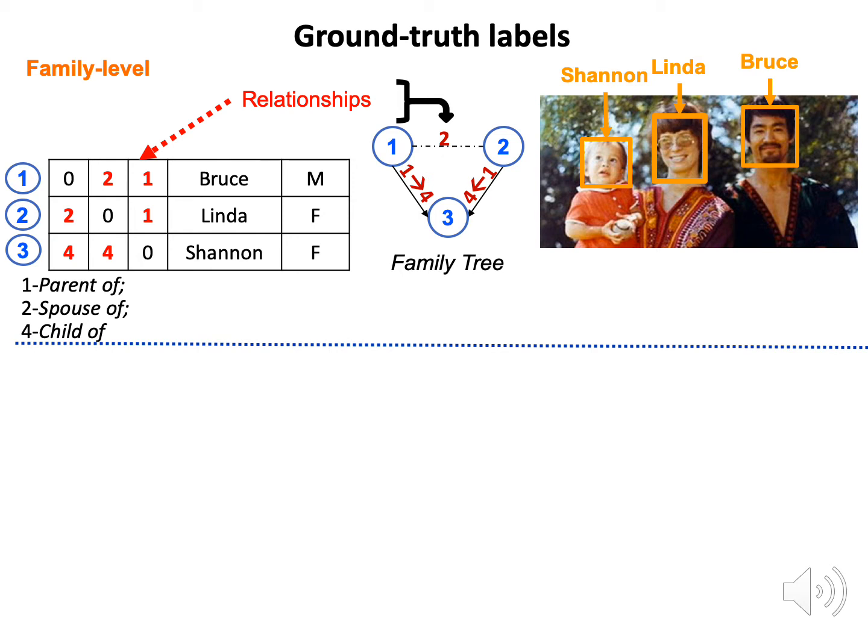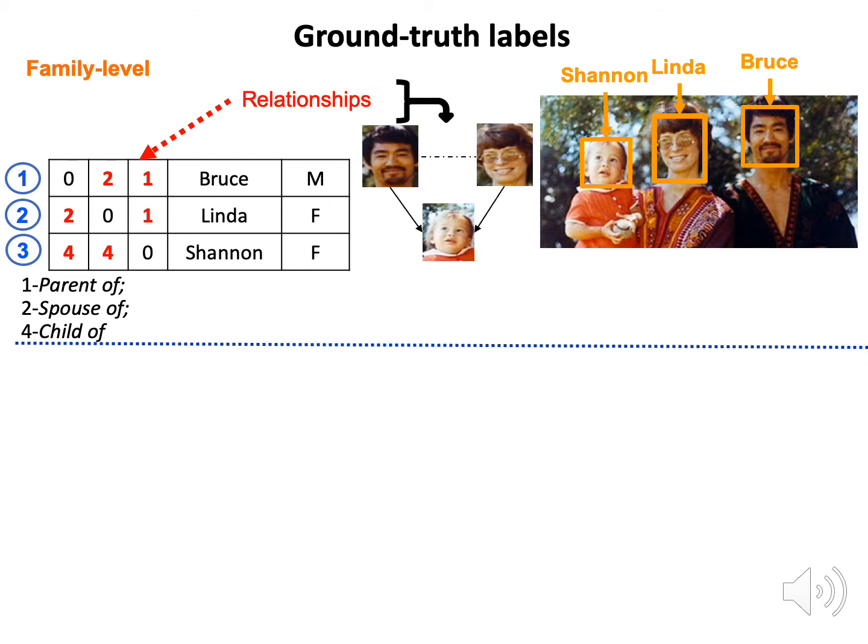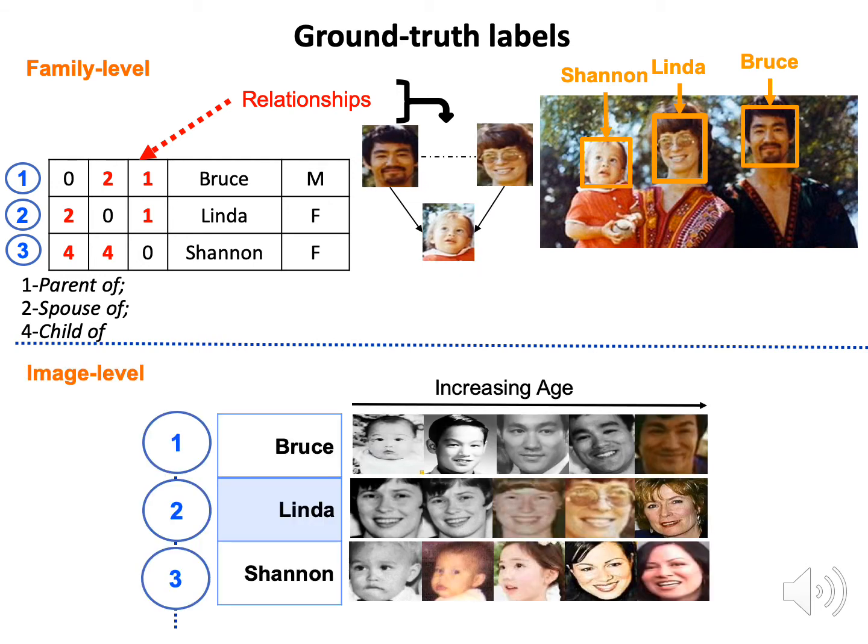And then over here, to the right of the matrix, we have the gender, which would infer the type of relationship. So with the parent of the child, that would infer that that's the father of the daughter. And in the middle, you can see the actual family tree that the matrix converts to. So that was the family level label.